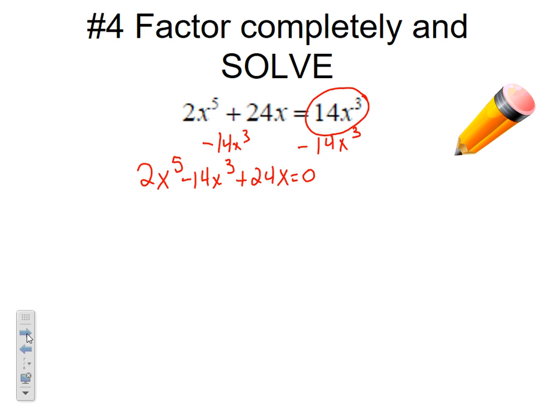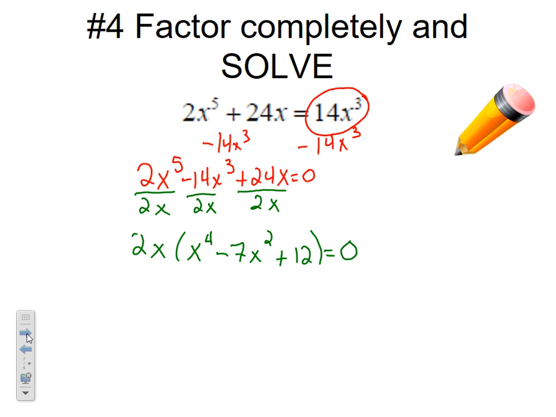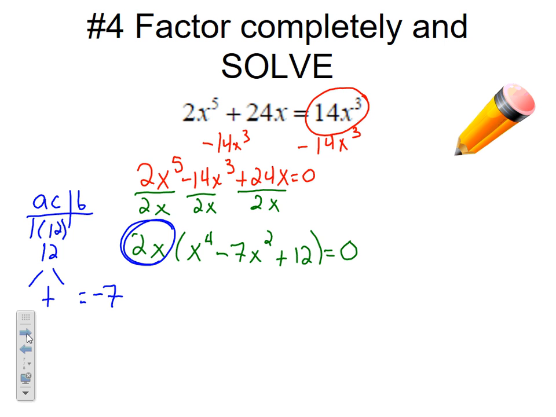First thing again, you guys, you have to look for greatest common factor. This one I can take out a 2x out of every single one of these. So I have 2x out in front, and I'm left with x to the 4th minus 7x squared plus 12 equals 0. Now I'm going to do my AC. This we can leave till the end, but we can't forget about it. So my AC, I have 1 times 12, which is 12, and it has to add up to negative 7. Now this one we're going to use negative 4 and negative 3.